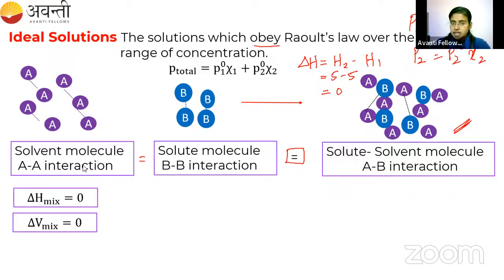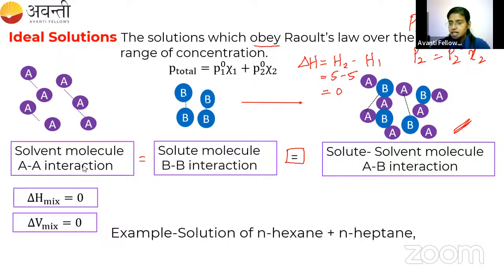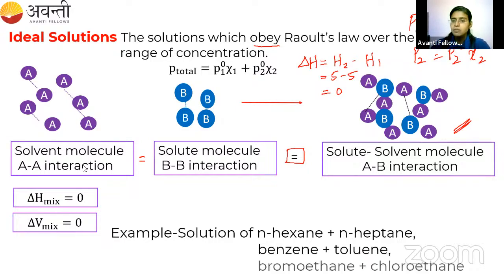Now the very important thing is the examples for ideal solution. A solution of n-hexane and n-heptane is one of the examples. Benzene and toluene is the other example. The third example is bromoethane and chloroethane. So the examples are very, very important, because in the NEET exam or JEE exam, they will give 4 options and ask you to find the correct answer for ideal solution. So this example is very important. You should not skip this or have any confusion with this.